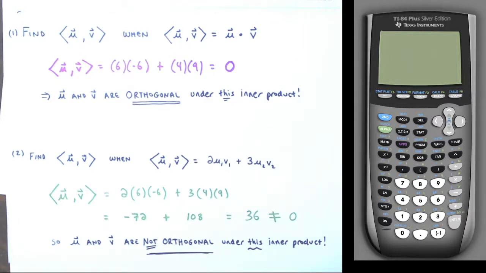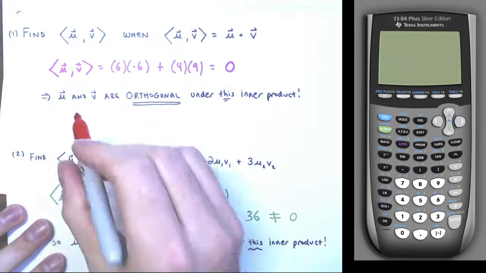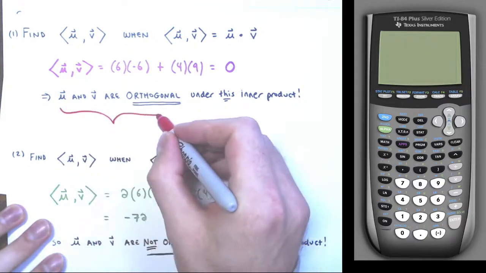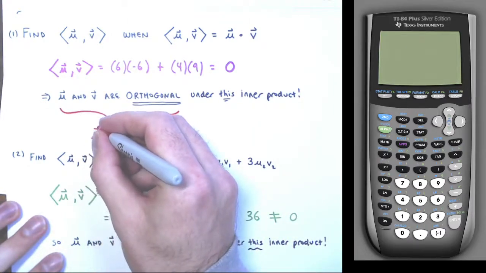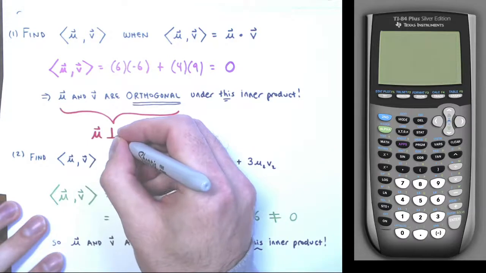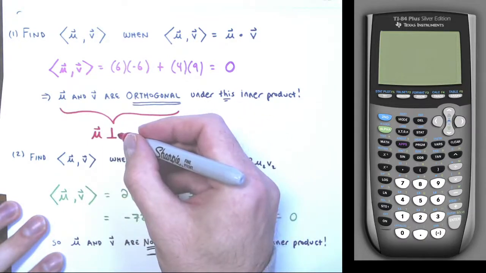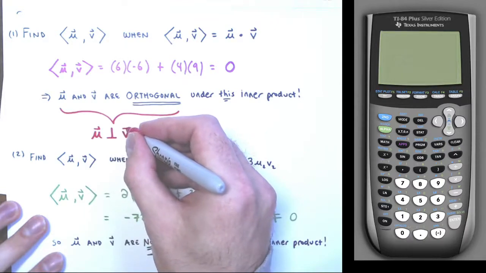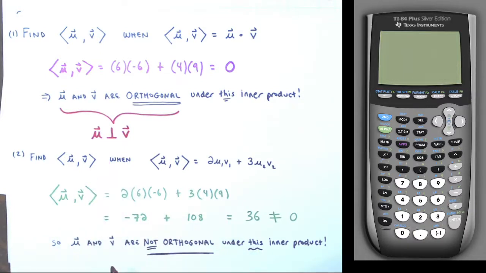Okay. Now, some other symbolism here. Back in part 1, when we say two vectors are orthogonal, you can use this symbolism, U and an upside down T, which is like the symbol for perpendicular. You could also write that U is orthogonal with V. U and V are orthogonal vectors under this inner product, under the dot product here.